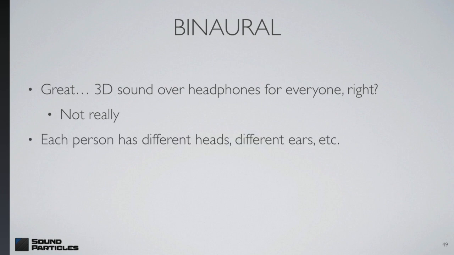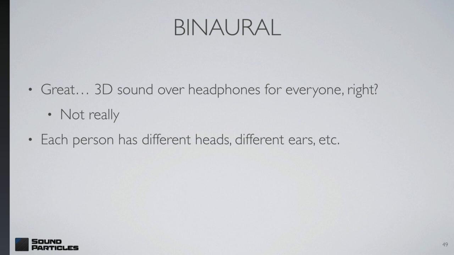Well, the problem is that each person has different heads, different ears, which means that you could have a fantastic data set for binaural, and that data set could work great with 70% of people, but not work as well with 30% of people. For instance, with me, probably I have strange ears or something. When I listen to something in binaural, things from the front will always sound like they're coming from here.